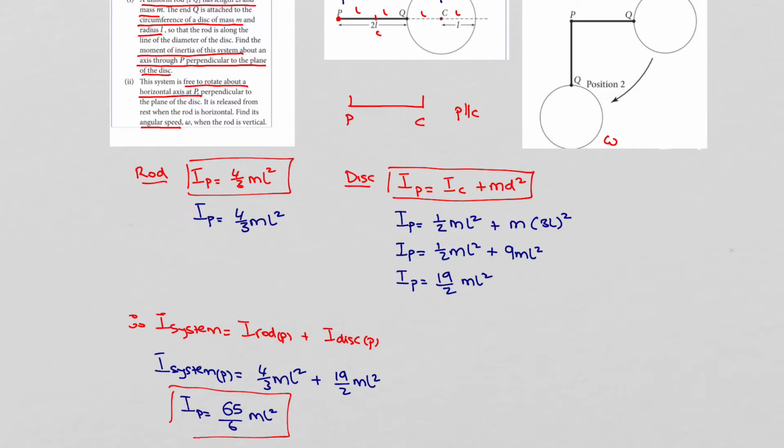Okay, so part 2 then says, if the system is free to rotate about the horizontal axis of P, find the angular speed when the rod is vertical. So I'm going to put that diagram here again on page 2. So again, I'm just going to mark in the centre of my disc. I'm going to mark in the centre of the rod. So we said the rod was L, L, and the radius was L. So we have L, L, and L.